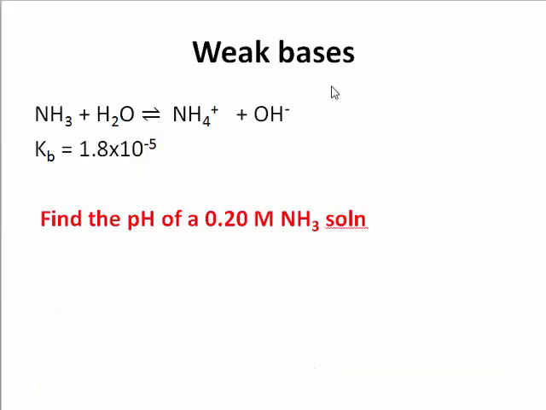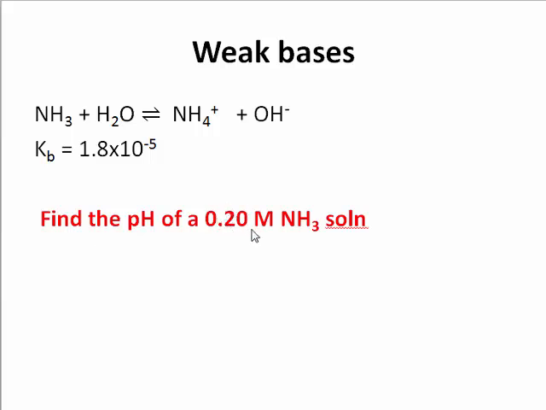Now let's consider the issue of weak bases. From General Chemistry 1, the most famous weak base is NH3, or ammonia, which reacts with water to form NH4+, ammonium, and hydroxide. Kb for this base is small, meaning that the left-hand side of this reaction is favored. Now let's consider finding the pH of a 0.20 molar ammonia solution. Given this Kb and this concentration, you should be able to set up an ice table and solve this problem.